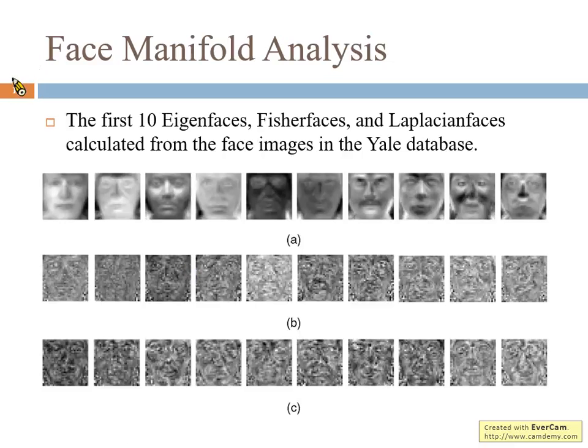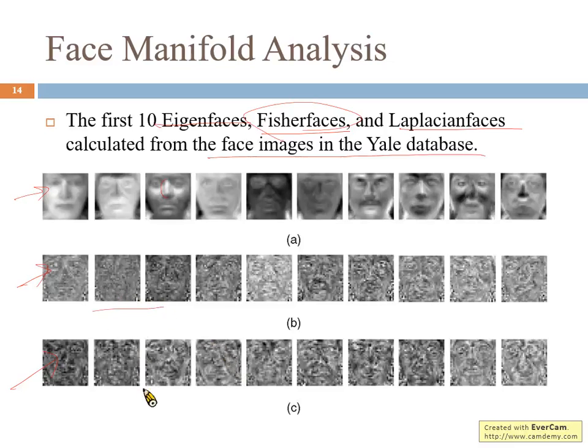The figure shows the first 10 eigenfaces, Fisherfaces, and Laplacianfaces from the face images in the Yale database. From the eigenfaces, we can obviously see the important variation from different facial parts. And from the Fisherfaces, it just looks like noise, with a rough face contour. It is a similar case for the Laplacianfaces.